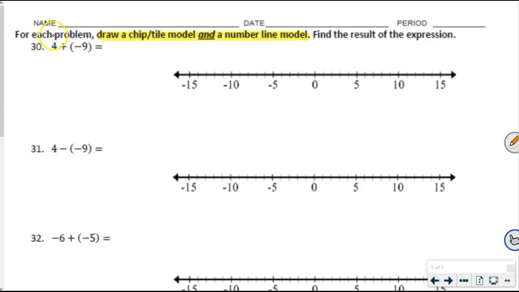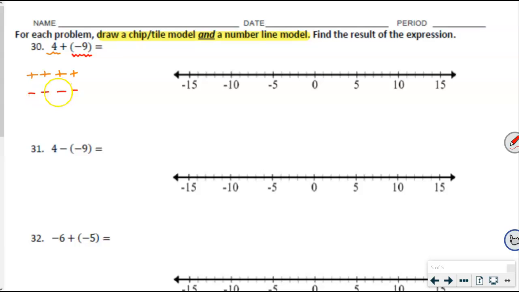Where's the basket? Where are we starting? What's in the basket here? Ooh, that's a positive 4. So that's going to be 4 balloons in the basket. What am I doing in this problem? I am adding. What is it that I'm adding? -9, so that's 9 rocks. So let's go ahead and just add in 9 rocks.